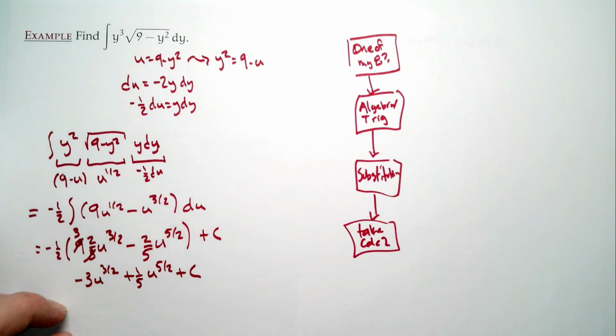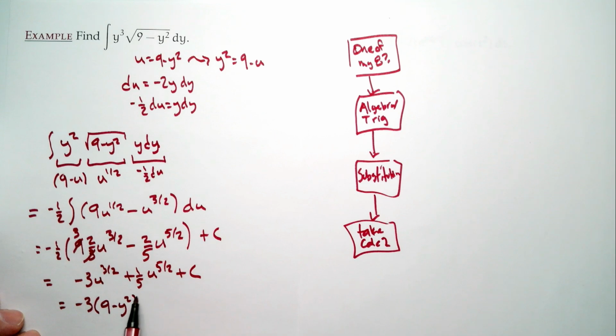Are we done? Oh, no, we have to put u back. Yeah, we got to go back all the way, back to where we started, where it all began, which in our case is 9 minus y squared. So we get negative 3 times 9 minus y squared to the 3/2, plus 1/5 times 9 minus y squared to the 5/2, plus c.